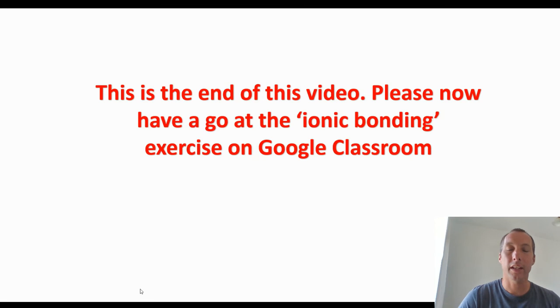Now this is the end of my video, but it's not, I'm afraid, yet the end of your work. I want one more task that I would like you to do. Could you go back onto Google Classroom and open up the ionic bonding exercise? On the sheet, there's an example of how to do it, where I want you to take the two atoms to show me what the ions that they form will look like, and to show me essentially how you form an ionic bond.